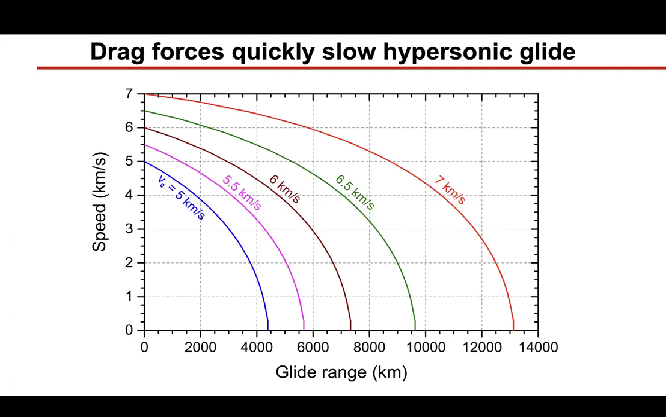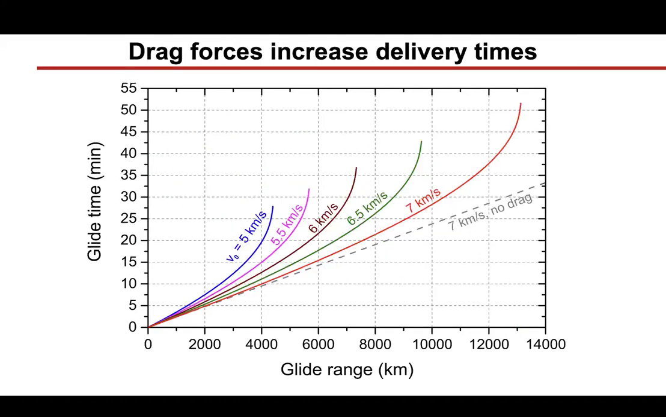This matters a lot for things like delivery time, how long it takes your weapon, your missile, to carry its payload from point A to point B. So here I have the time it takes to glide a certain distance, again, as a function of glide range. Now, again, those 5 differently colored lines correspond to initial glide velocities. And then also this gray dotted line, which shows the glide time that you would have in the absence of drag, if you were flying through vacuum, if Earth had no atmosphere.